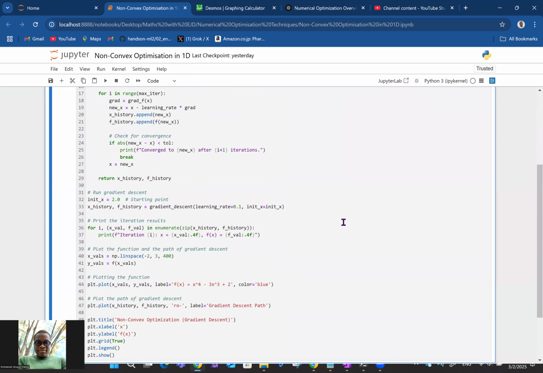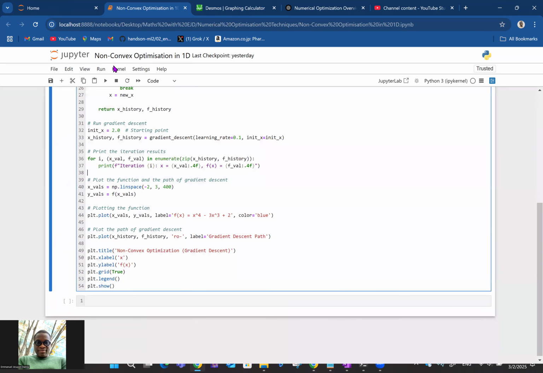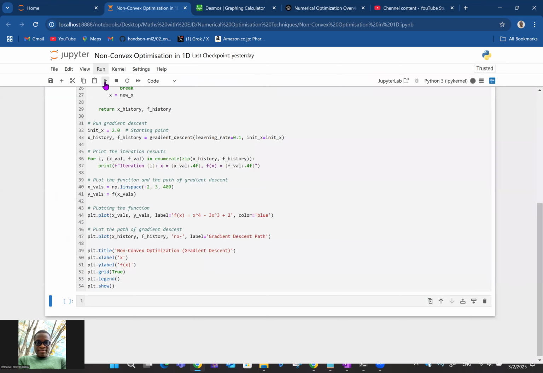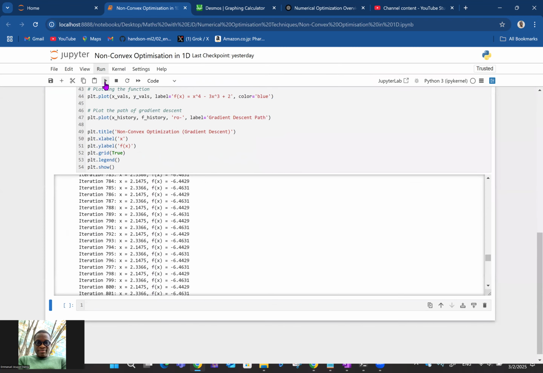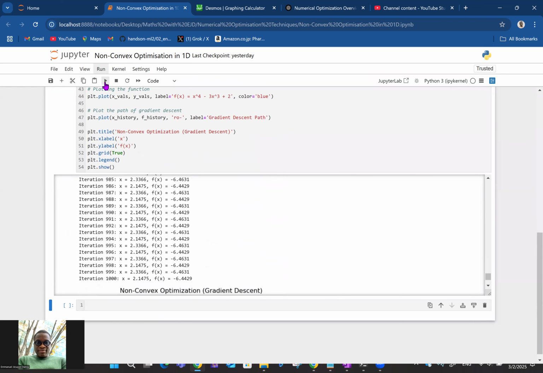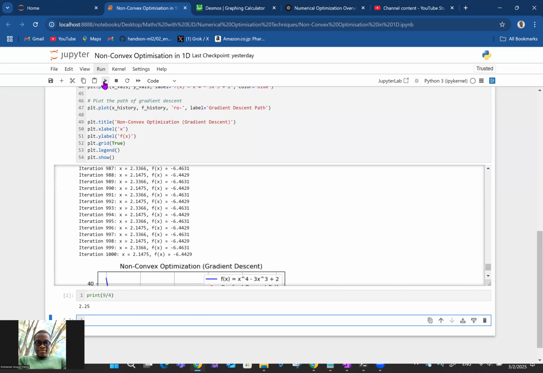So if you go through all that and we run this, it just goes all the way round, and then we have several iterations. After 1000 iterations, the value of x is 2.1475. Let me print 9 divided by 4. So 9 divided by 4 is the answer that we got there, that's 2.25. From the iterations, after 1000 iterations, we got 2.1475.